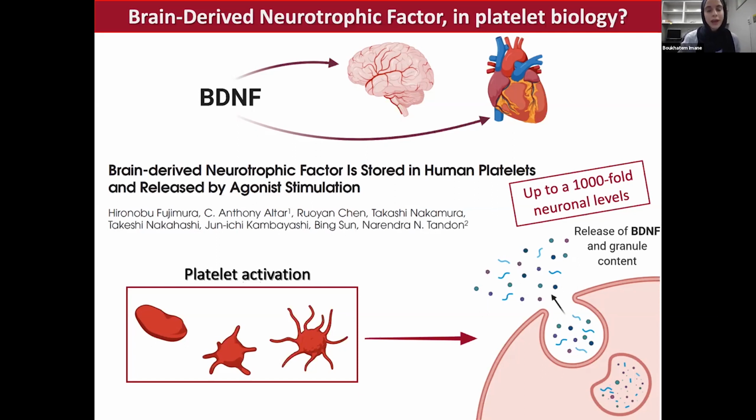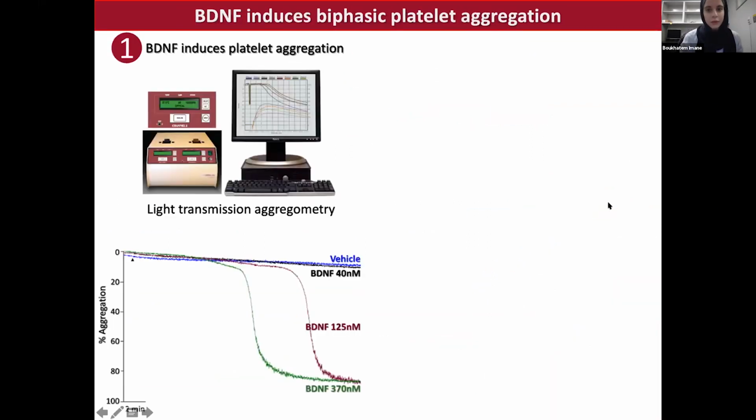What's also really interesting is that when we activate platelets, say with collagen or ADP, there is an important release of BDNF from the platelets. So why is BDNF stored and released from the platelets? That raises the question of what is the importance of BDNF in platelet biology? And in our lab, we sought to investigate the effect of BDNF on platelet function. In the next slide, we found out that BDNF will induce irreversible biphasic platelet aggregation.